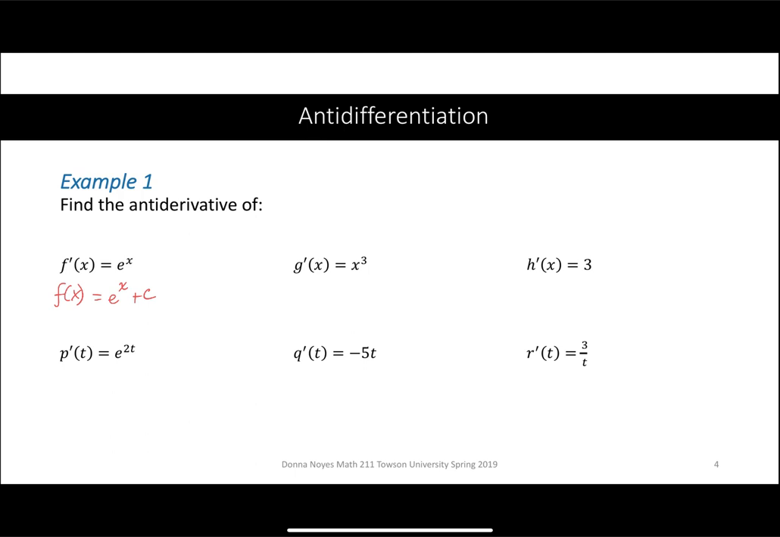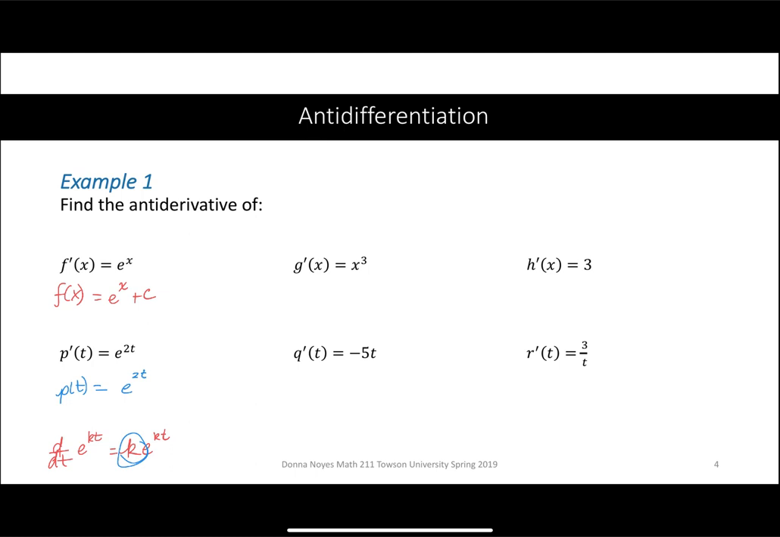What if we did e to the 2t? Well, if you remember, we had a rule that said the derivative of e to the kt would have been k e to the kt. So we know, then, that this antiderivative had to have started as some form of e to the 2t. But the catch is that we don't have this k, we don't have a 2. So there must have been something there that got rid of the 2 when we multiplied it.